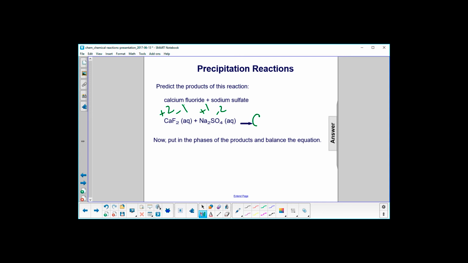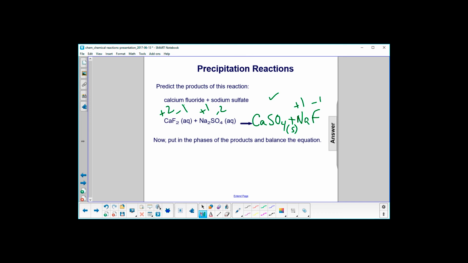So we have calcium joining with sulfate, and we have sodium joining with fluorine. Now let's get the valences here. Calcium is +2, sulfate is -2. Okay, this is good. And we know this is going to be the precipitate, so that's a solid. We put an S down there. Sodium is +1. Fluorine is -1. So that's good. So our compounds are correct.